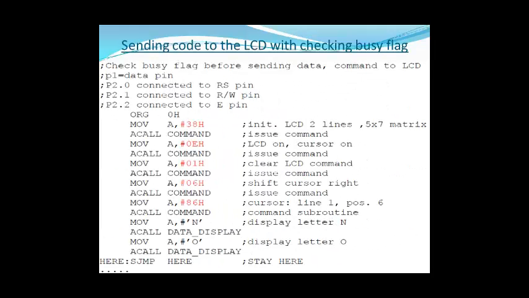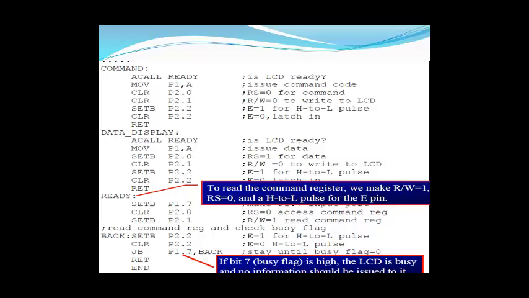This is another piece of code showing how to send data or code to the LCD with checking the busy flag. Notice that in the above program the busy flag is D7 of the command register. To read the command register, we make read write equal to 1 and register select equal to 0, and a low to high pulse from the enable pin will provide us the command register.